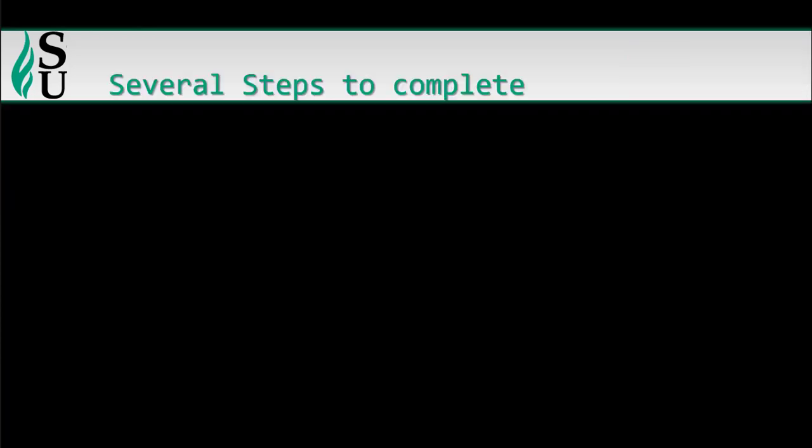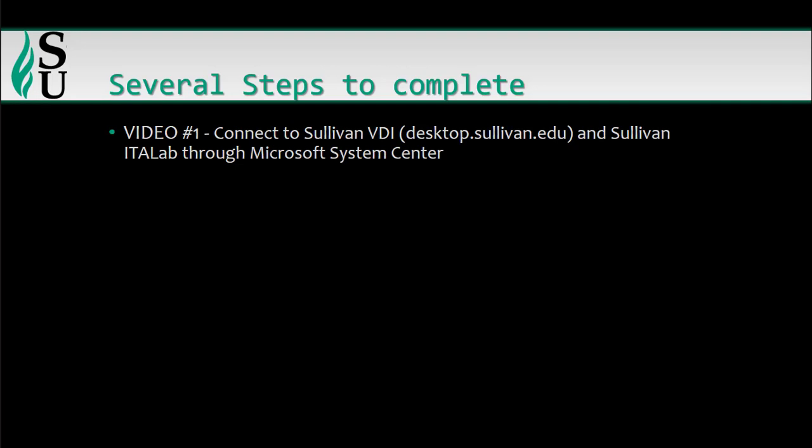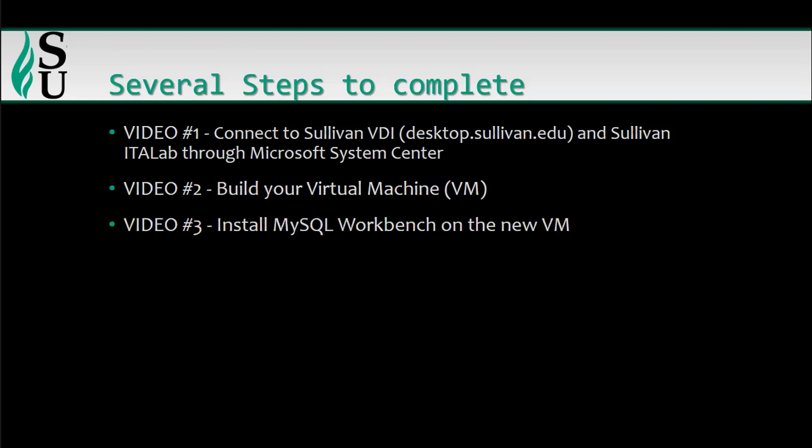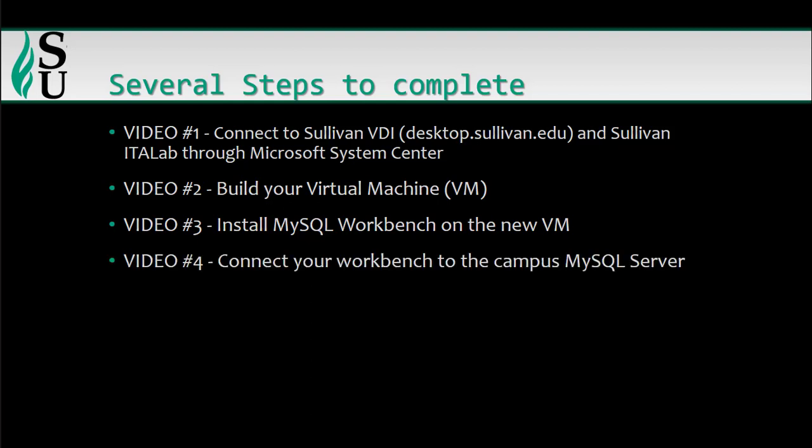Now, in previous videos, specifically video 1, we connected to the Sullivan VDI, the desktop server, and to the ITALab through the Microsoft Service Center that's built into the VDI. In video number 2, we built a virtual machine out of Windows 10 on this new server. And in video number 3, we installed MySQL Workbench on that brand new VM. Now in this video, the final one, we're going to connect that Workbench to the Campus SQL server.